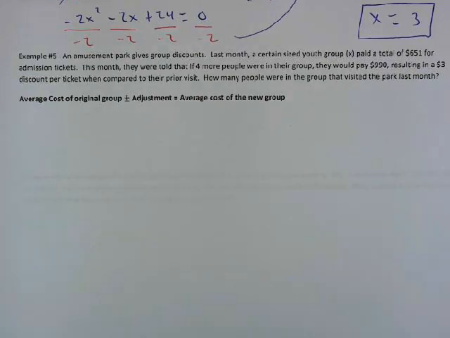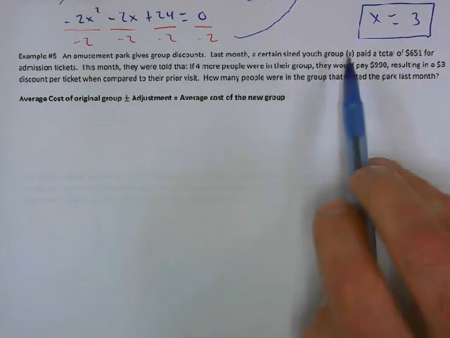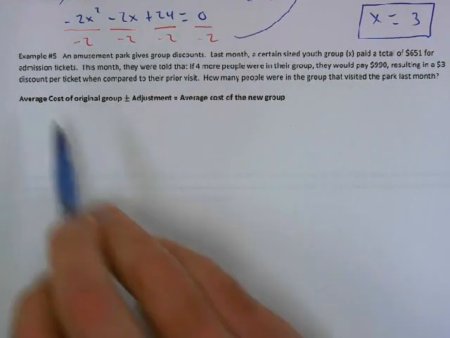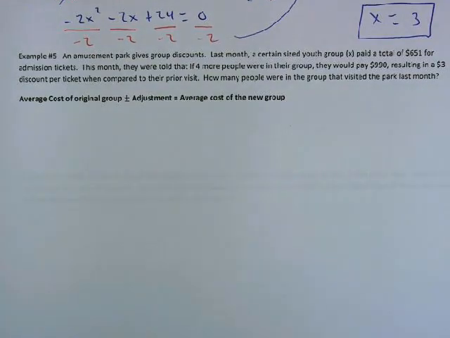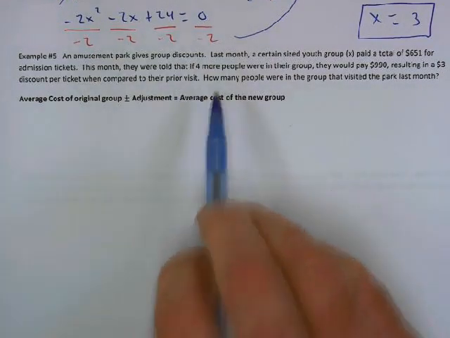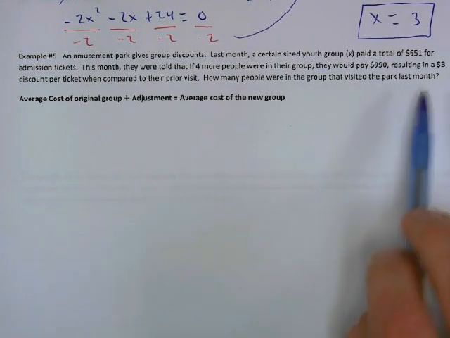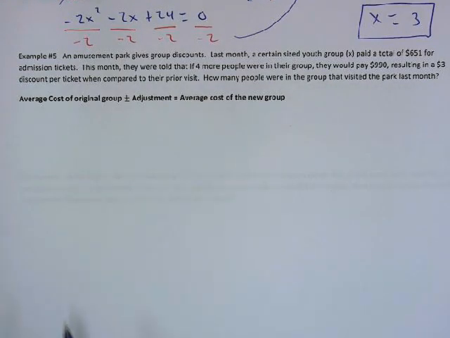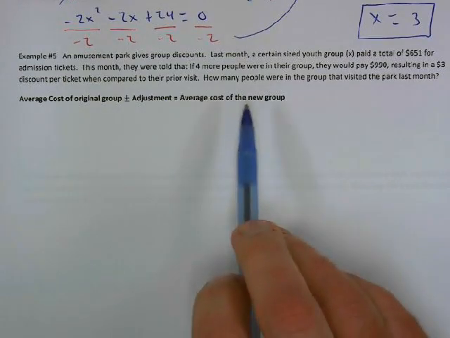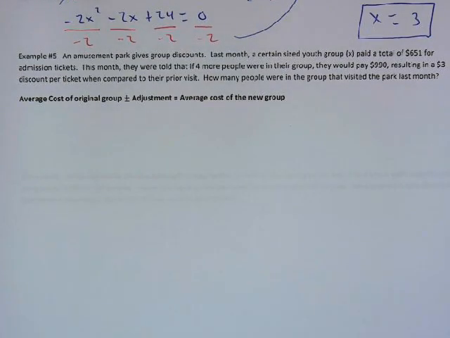Example 5 says an amusement park gives group discounts. Last month, a certain size youth group paid a total of $651, and again, we're looking for the size of the group. They paid $651 for admission tickets. This month, they were told that if 4 more people join their group, they would pay $990, resulting in a $3 discount per ticket when compared to the prior visit. How many people were in the group that visited the park last month?